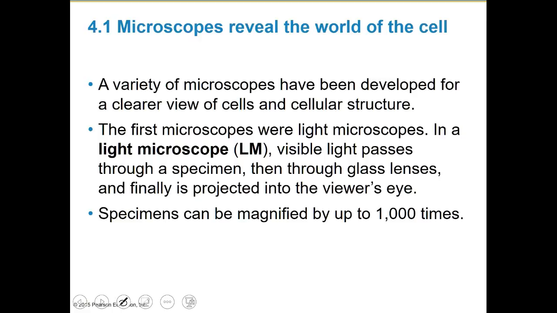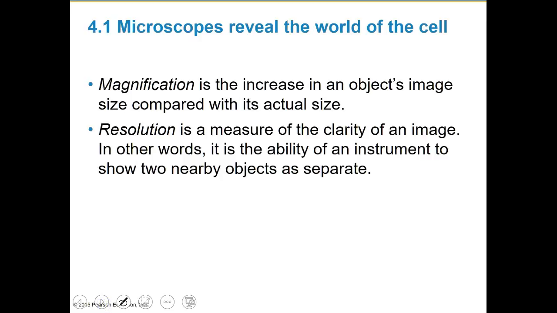All right, so a variety of microscopes have been developed for a clearer view of the cellular structure. The first microscopes were the light microscopes. And I'll show you the one that I have, which is amazing, because it still works. Not well, but it still works. It's from the 1930s. Visible light passes through a specimen, through a glass lens, and is finally projected onto the viewer's eyes. That's the one that we're going to be working with as well, but ours are a little bit more updated. Specimens can be magnified up to 1,000 times, and some of the ones that I've used at the college can do up to about 4,000 times. So we'll take a look at it.